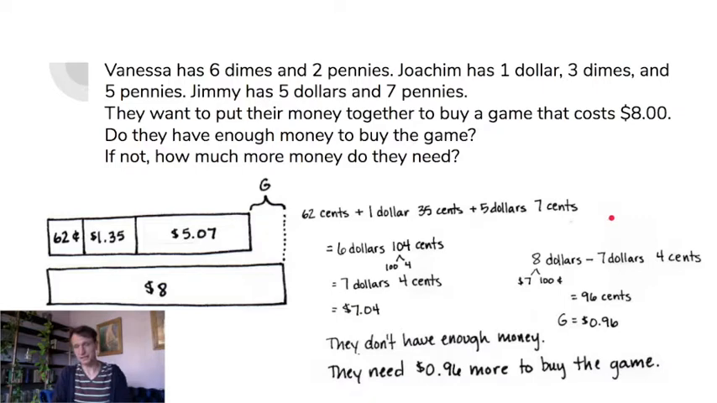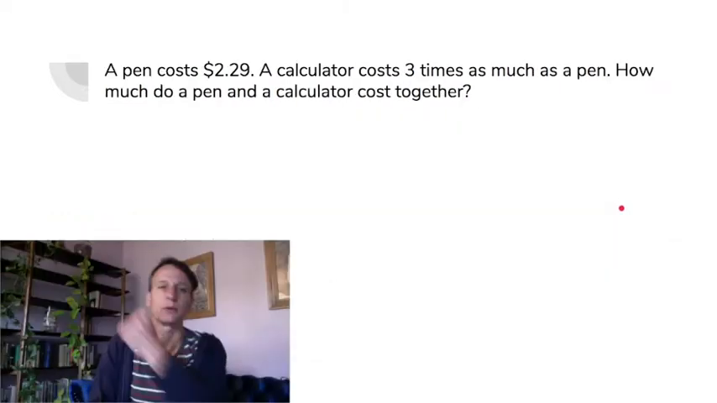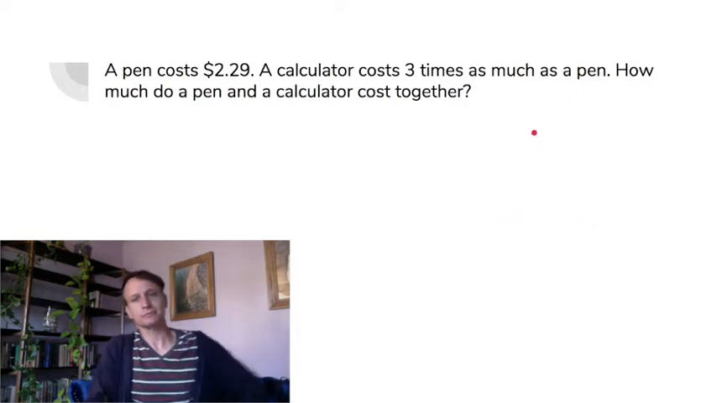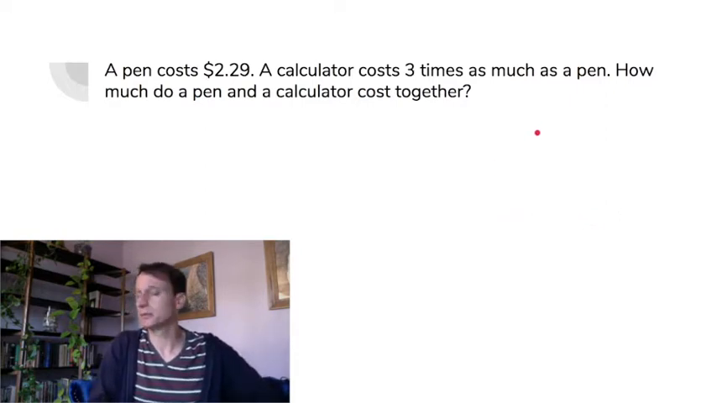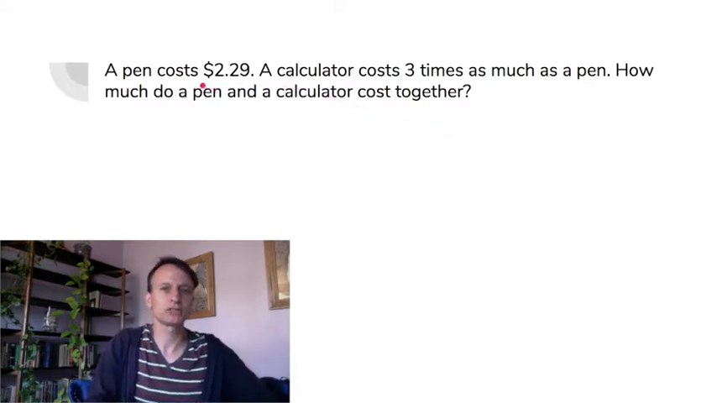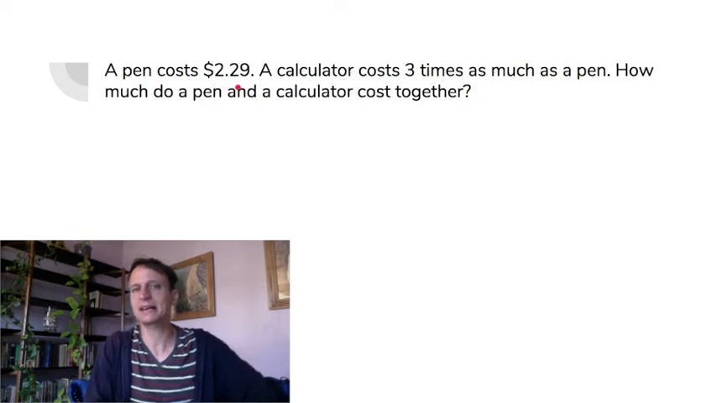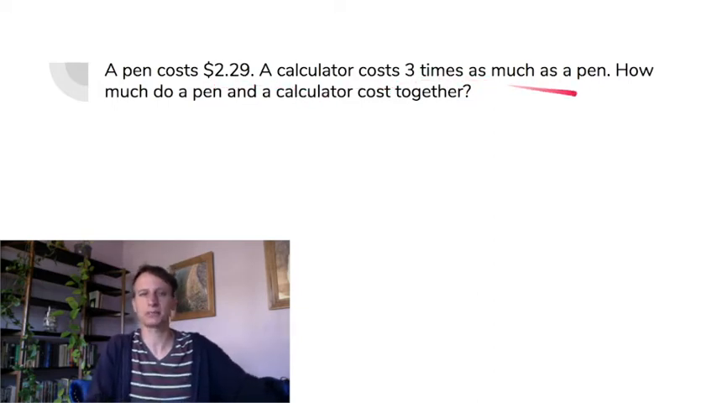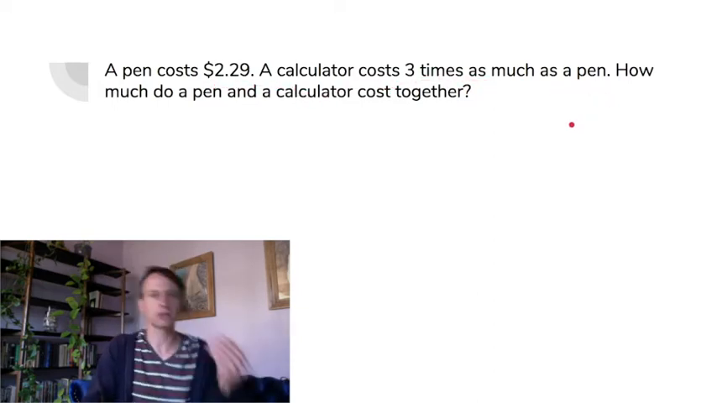So do you think that's the last one we have to do? Let me think. No, okay. So now, this is one where it is going to be multi-step, but also one where you have to pay attention or you can mess things up. So a pen costs $2.29. A calculator costs 3 times as much as the pen. How much do the pen and calculator cost together?